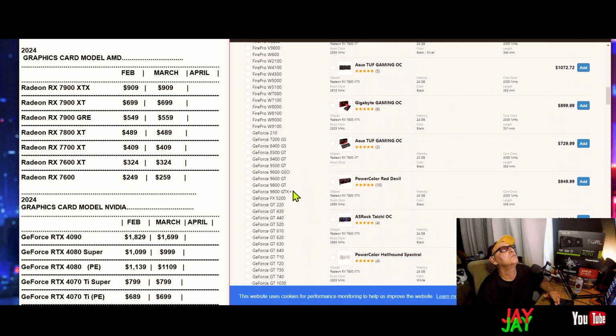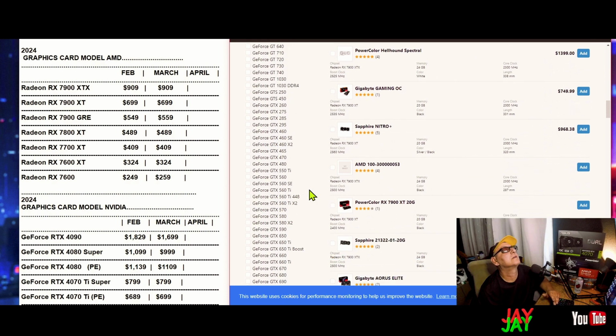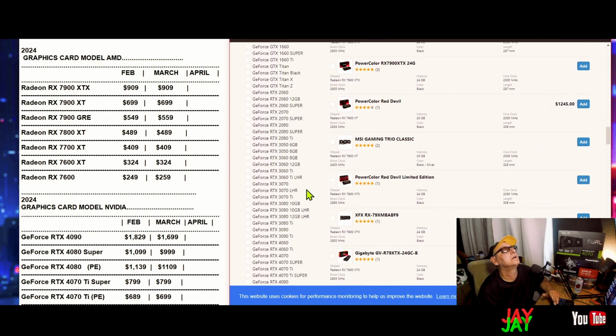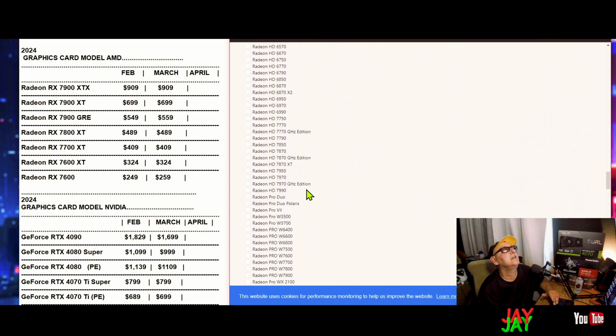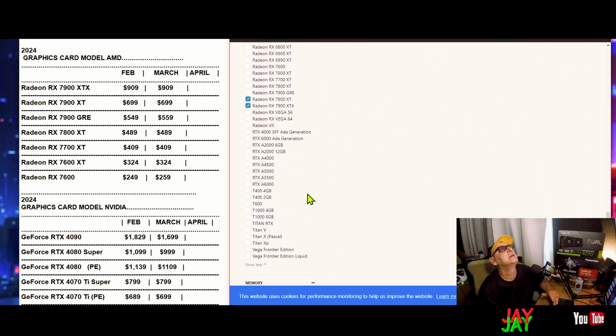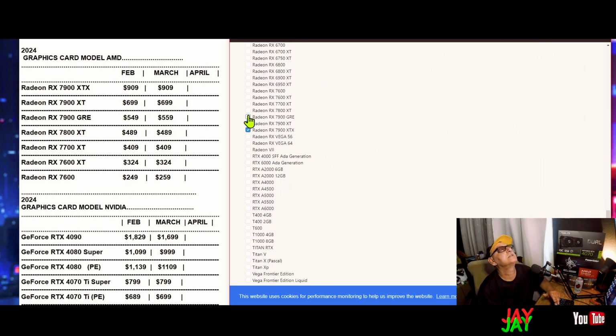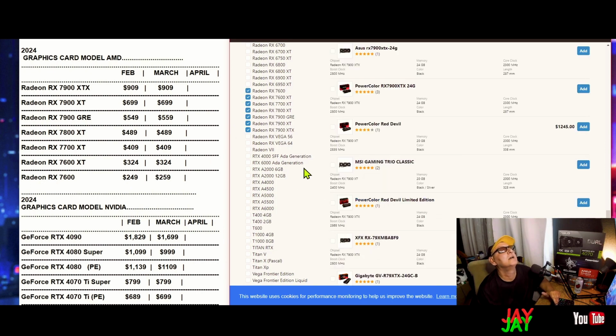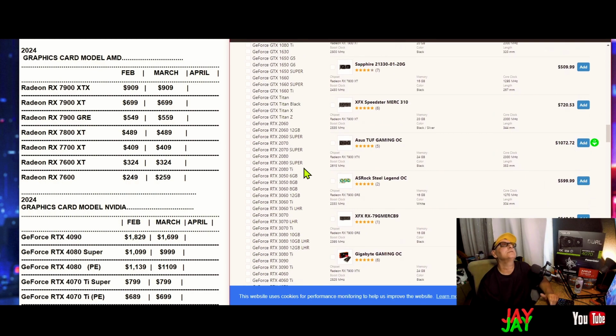Okay. So let's go all the way to the AMD side. Let's see. There it is. 7900 GRE. 7800 XT. 7700 XT. 7600 XT. And 7600. And that's what we're looking for.